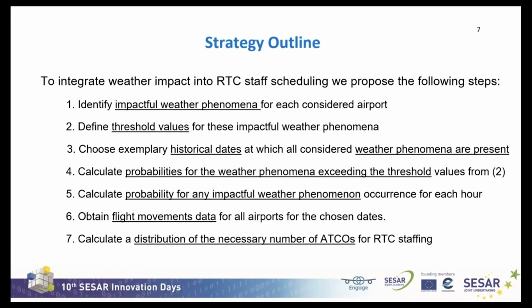Our strategy consists of the following 7 steps. First, we identify the impactful weather phenomena for each airport in consideration and define thresholds for these phenomena based on interviews with experts from the towers. Then we choose several dates when as many weather phenomena as possible were observed, and calculate the probabilities of the weather phenomena exceeding the threshold values from step 2. And then we also calculate the probability of any impactful weather phenomena occurring per hour at each airport.